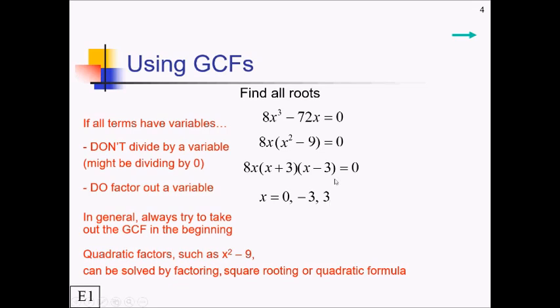Another way you could have done this is you could have actually just done x squared minus 9 equals 0, added 9 and square rooted both sides. That would have also given you that plus or minus 3.